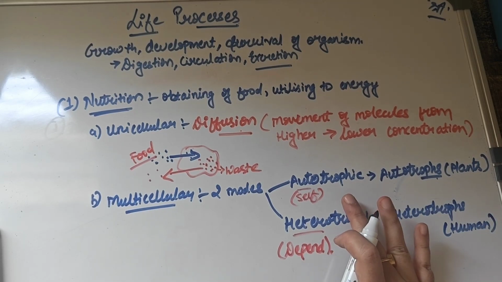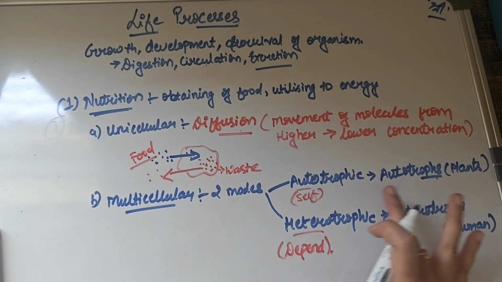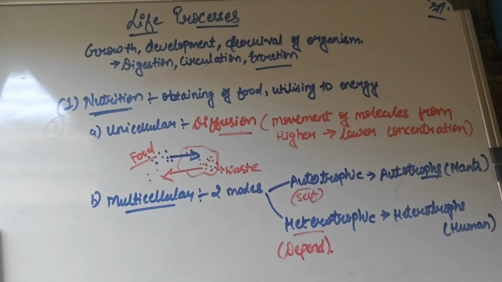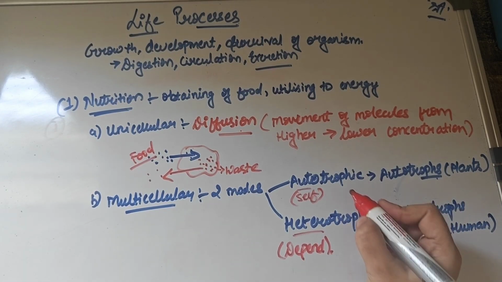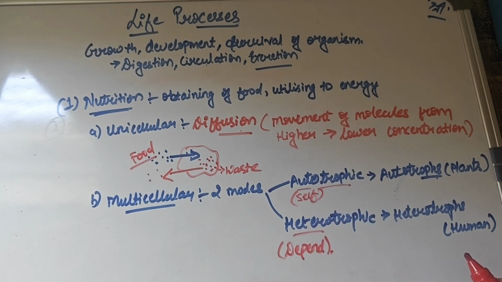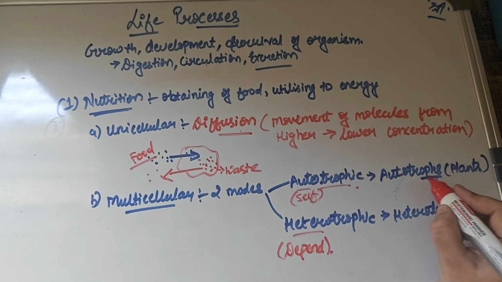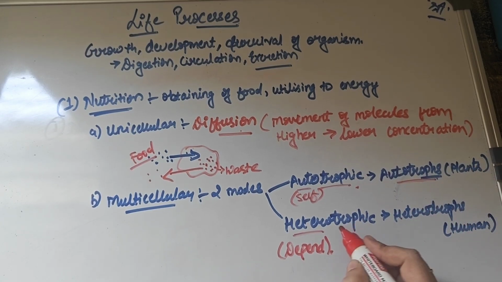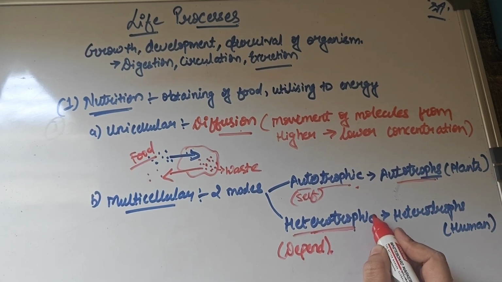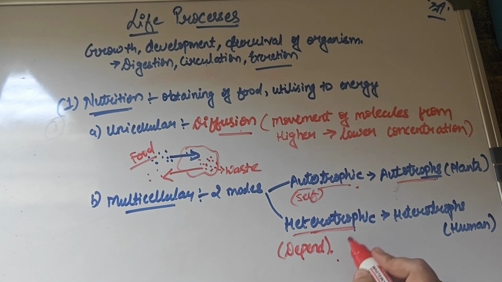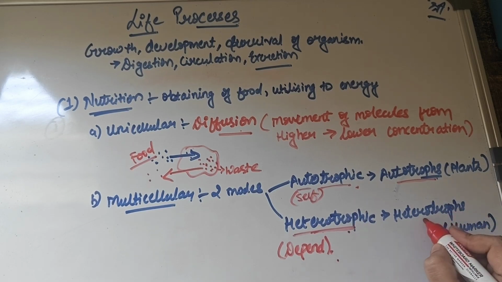So there is a difference between trophic and troph. Don't get confused. Trophic means the mode, the process. The process through which they make their own food is known as the autotrophic mode of nutrition, and the organisms which use this process to make food are known as autotrophs. Similarly, the process in which one organism depends on someone else for food is known as heterotrophic nutrition, and the organisms that perform this process are known as heterotrophs, right?